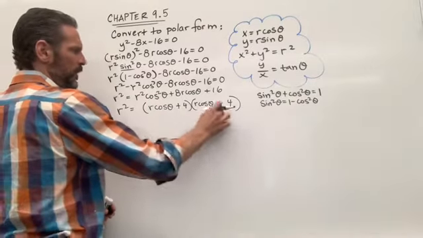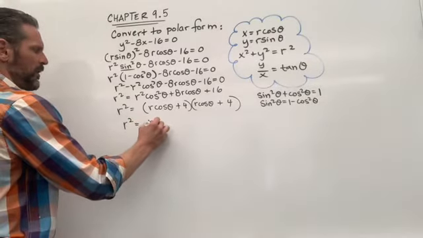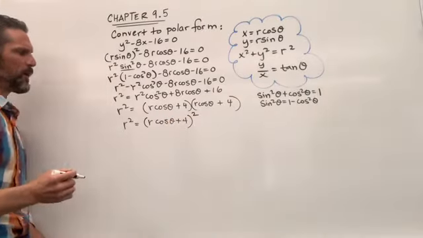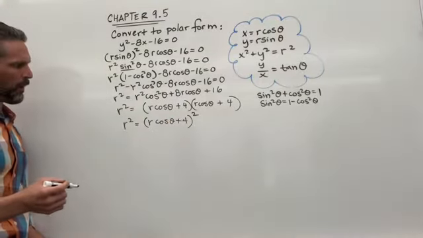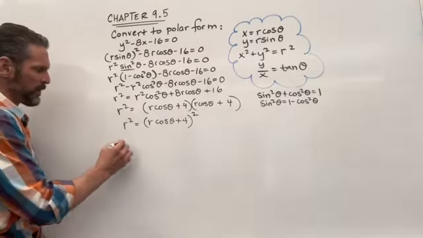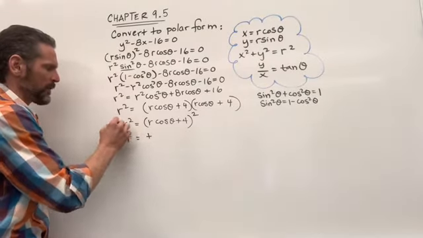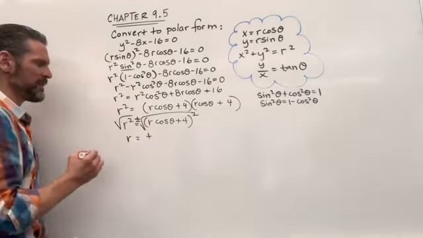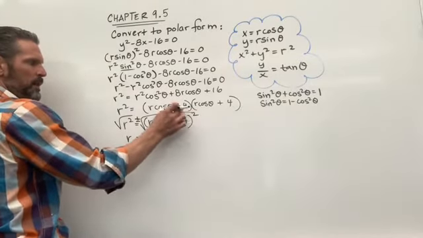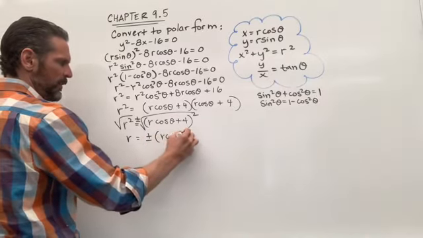4r cosine theta plus 4r cosine theta is 8r cosine theta, which allows me to write it like this, r cosine theta plus 4. Because it's a repeat factor, we can say that's squared. And I want to get r all alone. So what I'll do is I'll square root both sides. If I square root both sides, I'm going to have plus or minus this thing, squared square root. Think of the square and the square root undoing each other, and we're going to be left with plus or minus r cosine theta plus 4.